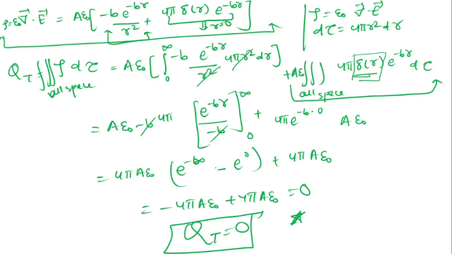So this is the solution of this question. You get the charge distribution as A epsilon naught times minus b e to the minus br upon r square plus 4 pi delta of r e to the minus br. This shows that this charge distribution, where the delta is associated, is at the center, r is equal to 0, the center of the distribution. This is a spherical charge distribution, and the total charge is always 0.